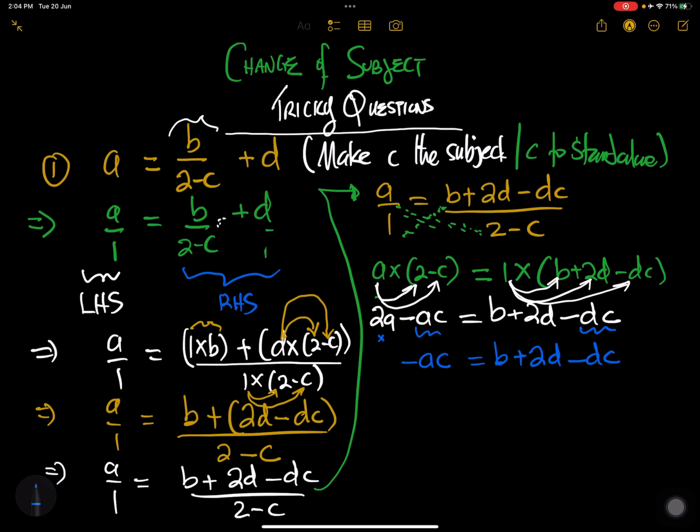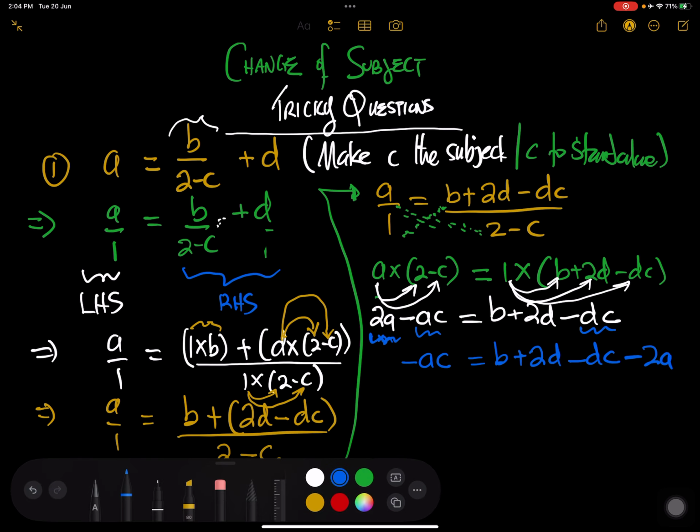And then this 2A will move all the way to the other side, to the right-hand side. And the sign of that 2A is going to change. You see, 2A is a positive number. Once it crosses the equality sign, it becomes minus 2A. Now we are not done yet, right? You can see that we are not done yet.